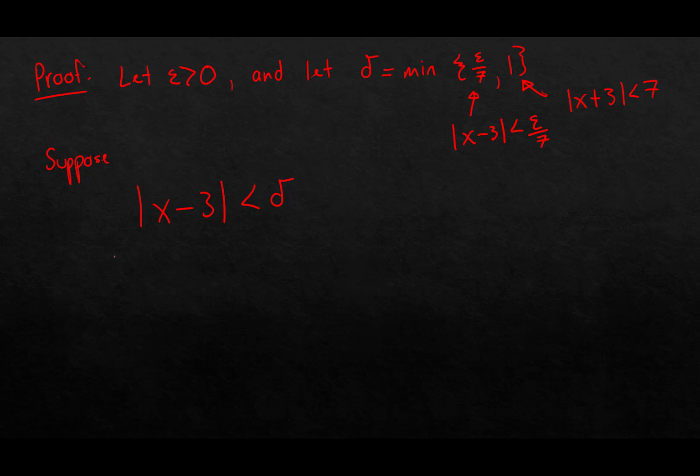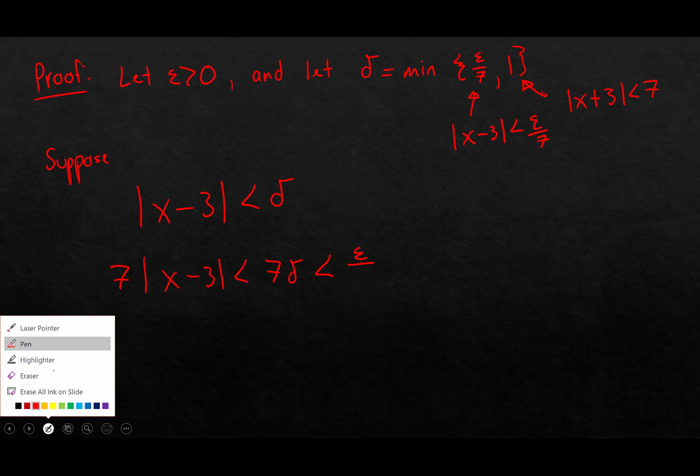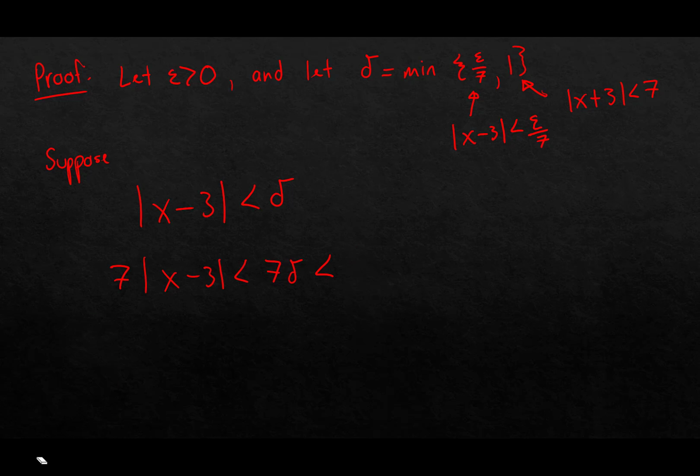Now what we're going to do is multiply both sides by 7. And now remember, delta is less than epsilon over 7. So we know that this side is less than epsilon, 7 times epsilon over 7. Let me be more careful here, because delta is the minimum. It could be epsilon over 7 or it could be 1, but it's the smaller of the two. So this right here is less than or equal to 7 times epsilon over 7, which is epsilon.